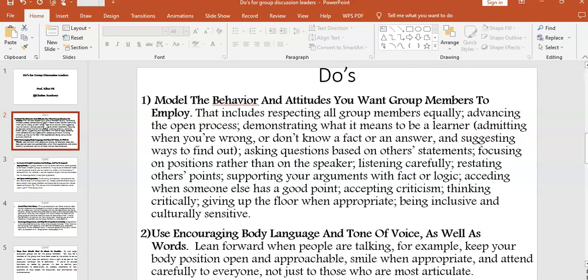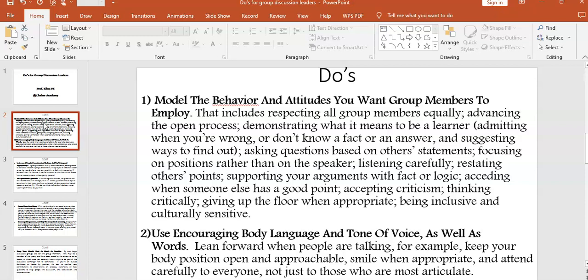1. Model the behavior and attitudes you want group members to employ. And these behaviors and attitudes include the following: respecting all group members equally, advancing the open process, demonstrating what it means to be a learner, that is to say, admitting when you are wrong or don't know a fact or an answer, and suggesting ways to find out.